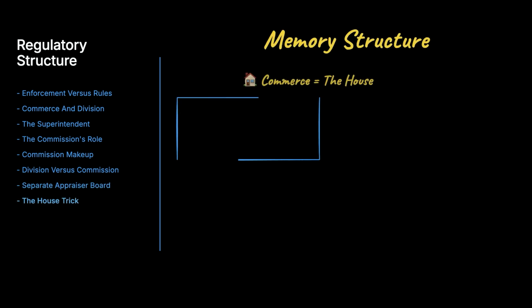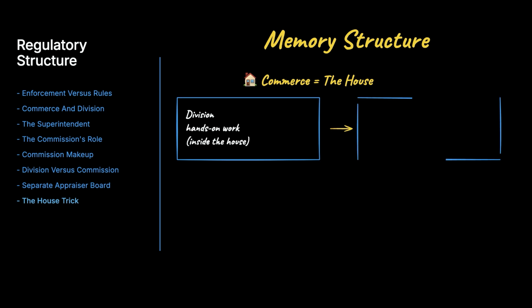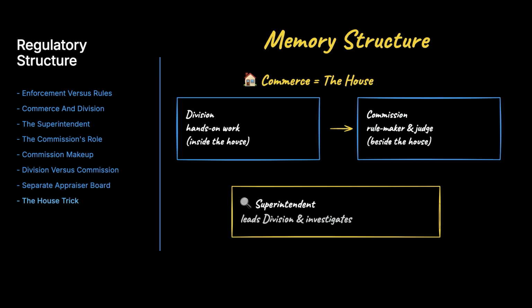Here's a memory trick for the whole structure. Picture a house. Commerce is the house. The division lives inside doing the hands-on work. The superintendent leads the division and investigates. The Commission stands beside them as rulemaker and judge. Commerce houses, division works, superintendent investigates, Commission rules and judges.